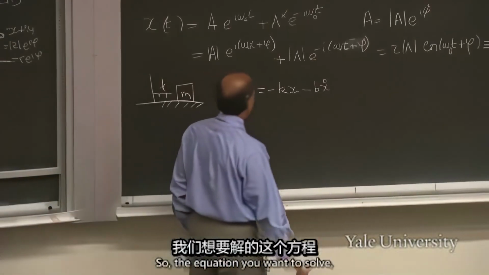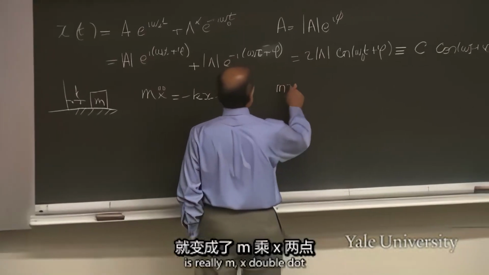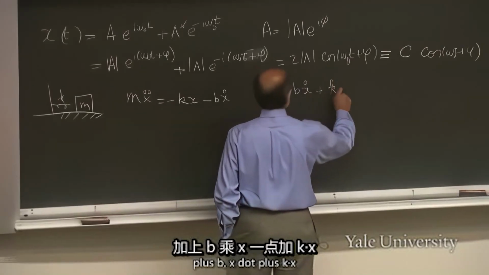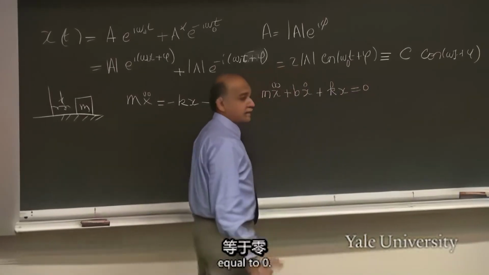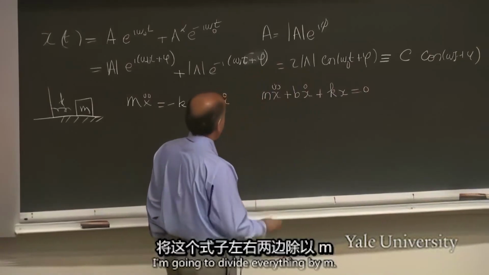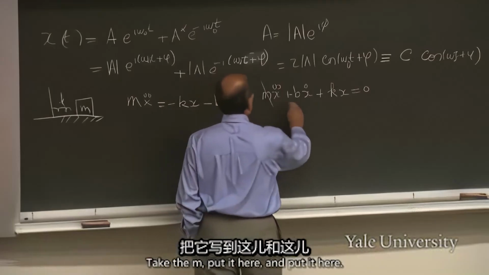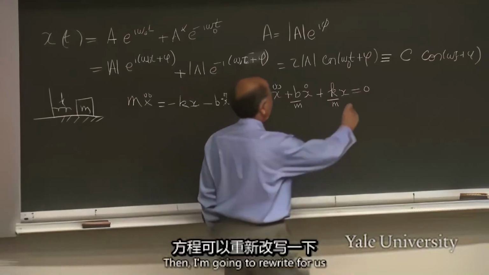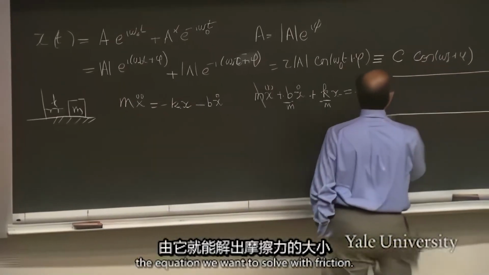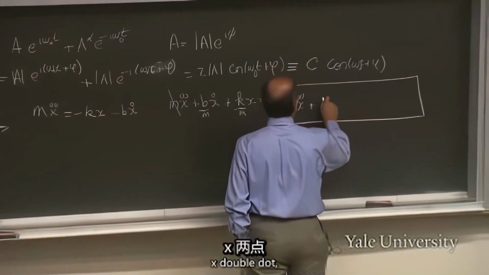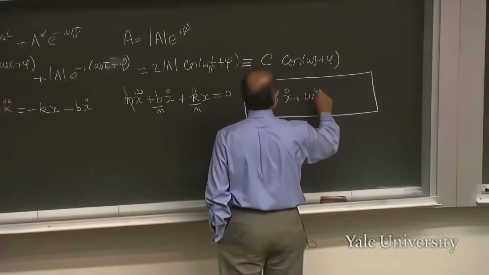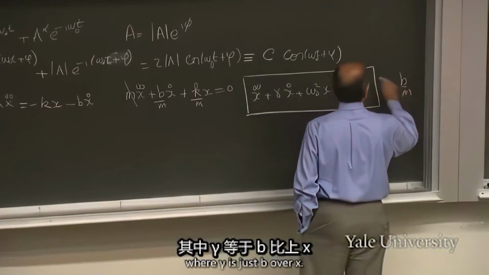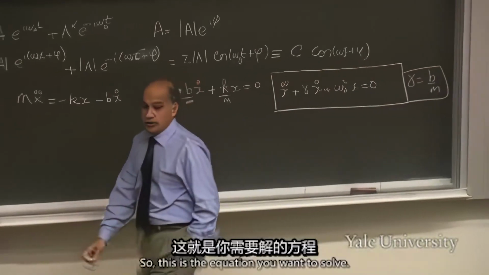So the equation you want to solve when you've got friction is really m x double dot plus b x dot plus kx equals 0. I'm going to divide everything by m. Then I'm going to rewrite the equation we want to solve with friction: x double dot plus gamma x dot plus omega 0 squared x equals 0, where gamma is just b over m. This is the equation you want to solve.